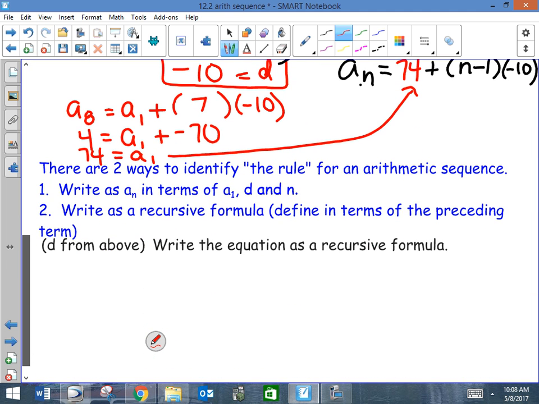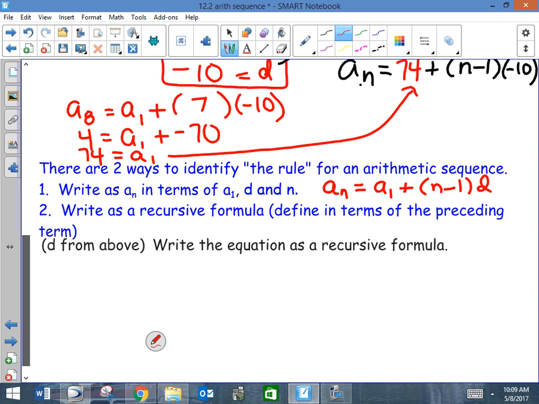All right. There are 2 ways to identify the rule for the arithmetic sequence. Write as AN in terms of A1, D, and N, which is this one. AN equals A1 plus, what's the rest of it? N minus 1 times D.